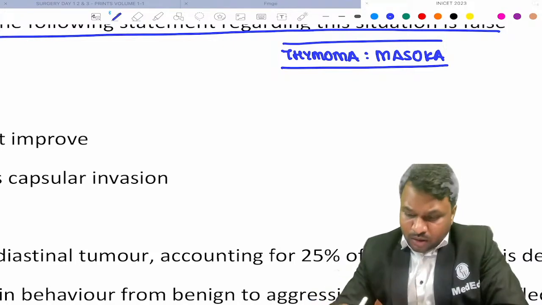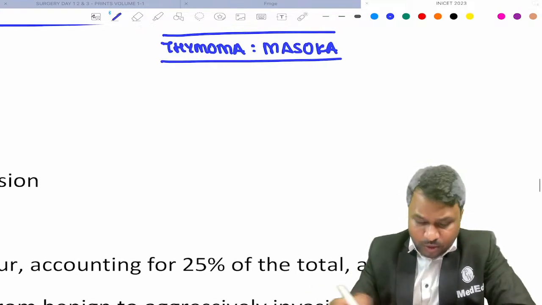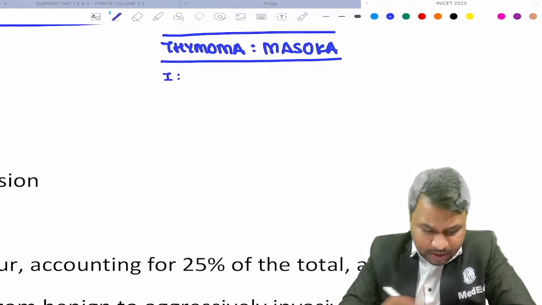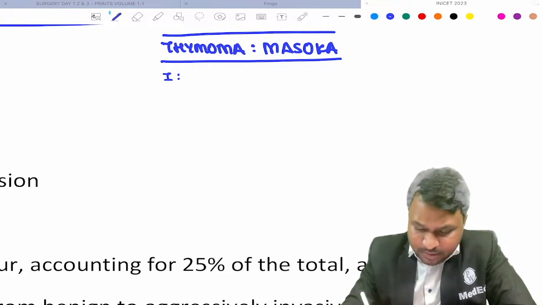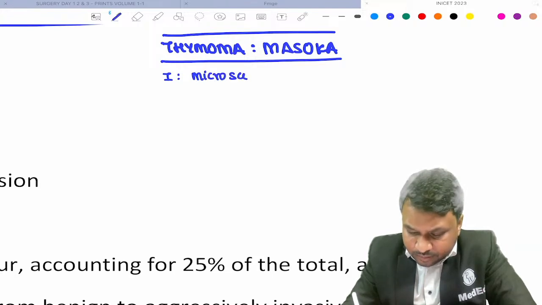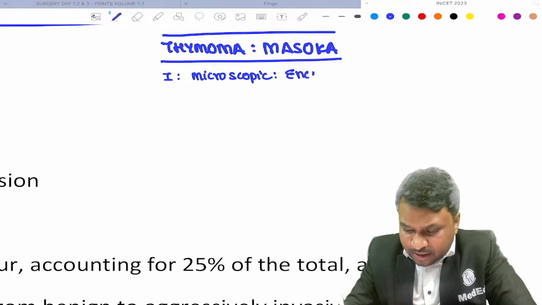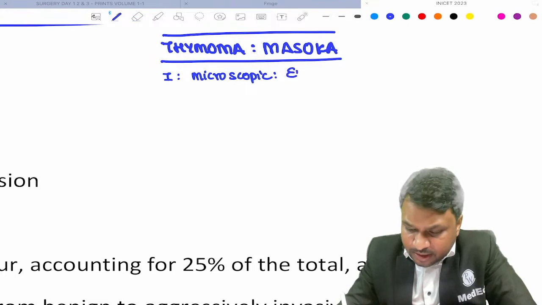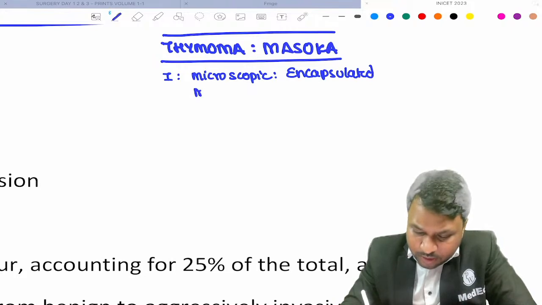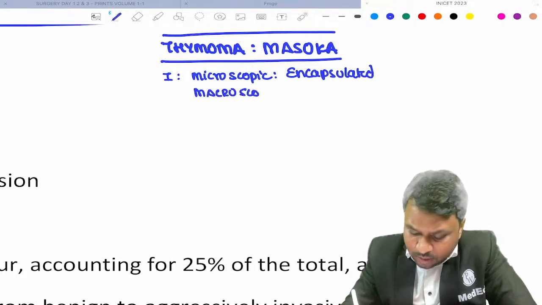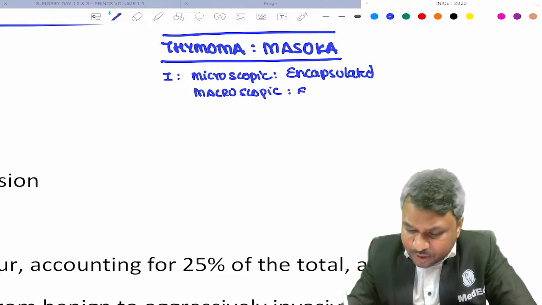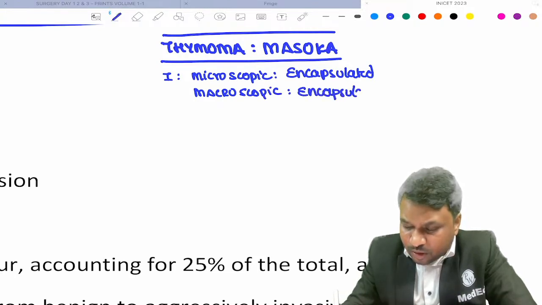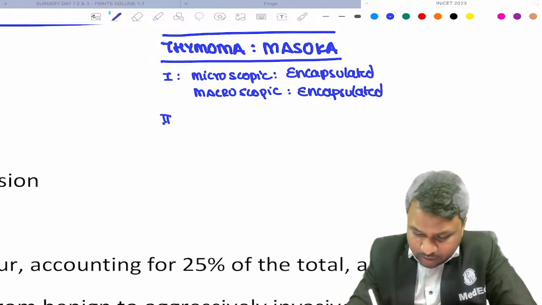Fine. So in terms of the Masaoka classification, we have stage 1 disease. In stage 1, microscopically it is an encapsulated tumor, and macroscopically also it is encapsulated. That means it is not invading the capsule or coming out of the capsule.